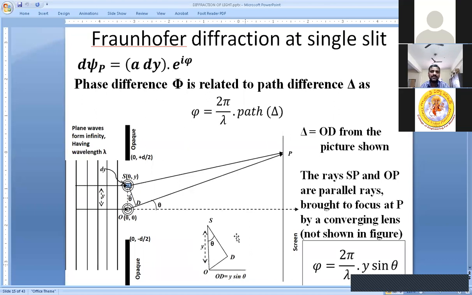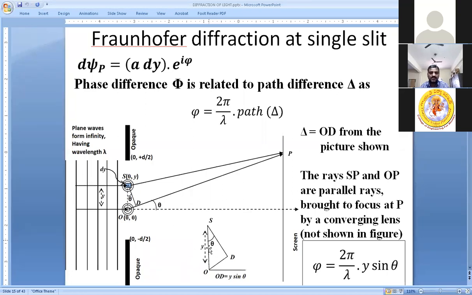So OD from the geometry you can calculate, because it's a right angle triangle ODS. I also proved yesterday that the angle at O, that is angle SOD, is 90 minus theta. Anyway, D is at 90 degrees. So the angle at S, angle OSD, will obviously be theta.